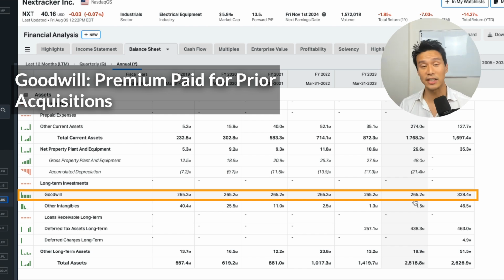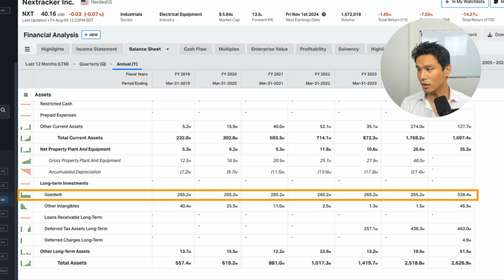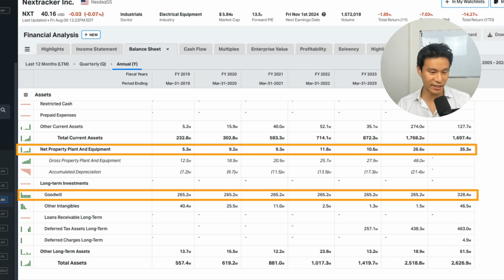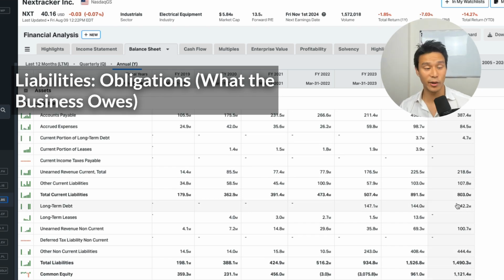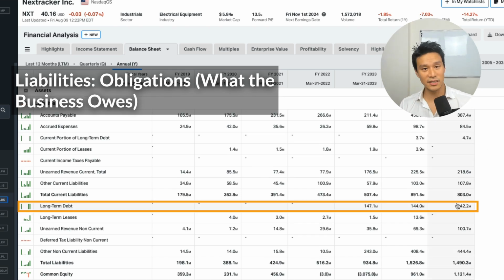So goodwill represents the acquisitions the company is making. Now, the company's goodwill has been fairly stable over the past couple of years, which means the company hasn't been making any acquisitions over the years, and this represents an acquisition in its history. So the long-term assets tell us what the business has been investing in, and in this case, it's really just a small amount in property and equipment. On the liability side, we can also do a quick check to see what the obligations are. So it's really debt for Nextracker that represents the debt that the company has raised from its investors.